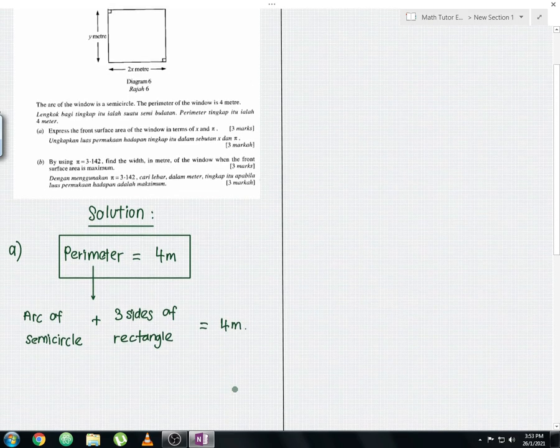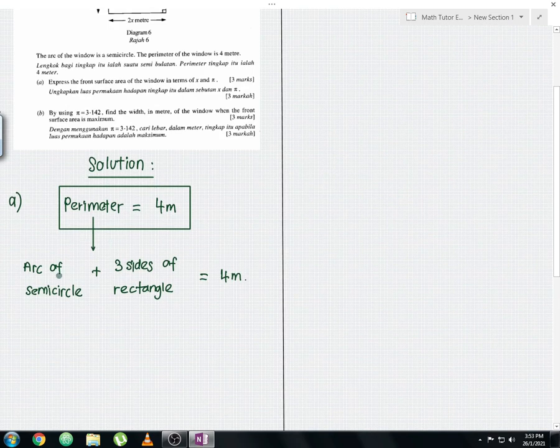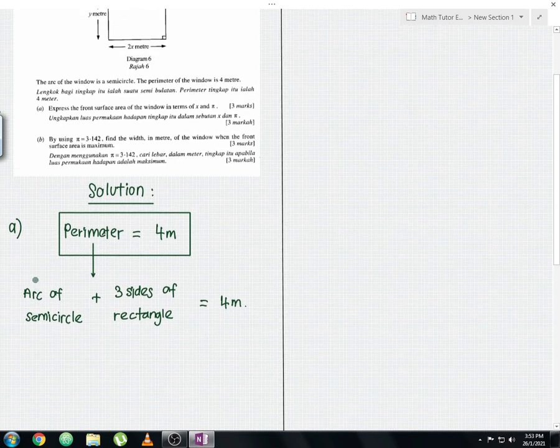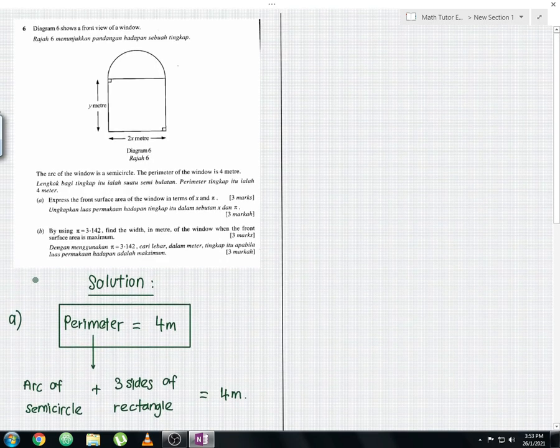So this is the calculation on how we're going to find the perimeter of the window, which is arc of semicircle plus 3 sides of rectangle. You should get a total of 4 meter. To find the arc of semicircle, we're going to use the formula s equals r theta. To find the radius, we're going to use the width of the window, which is 2x meter.